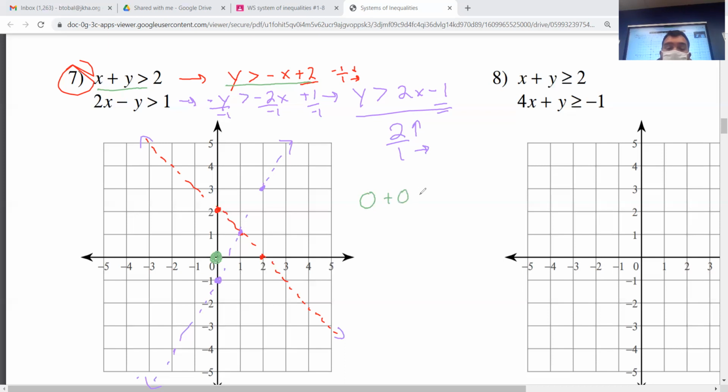So 0 plus 0 is greater than 2. 0 is greater than 2. This is a false statement. Because it's false, I shade away from the red line. So let's look at the red line, the green dot is below the red line. So I'm going to make my arrows going away from the red line.